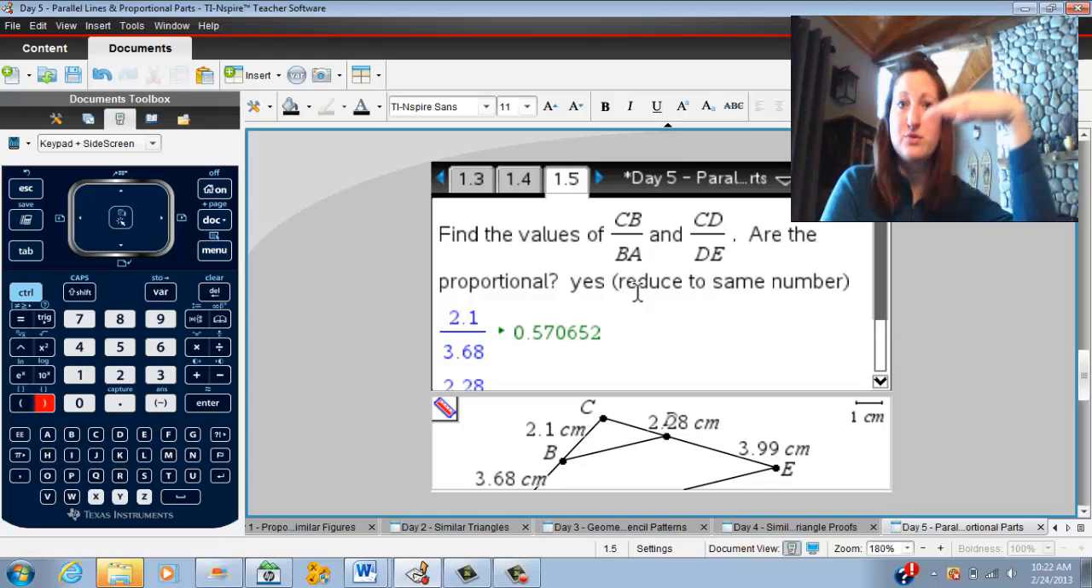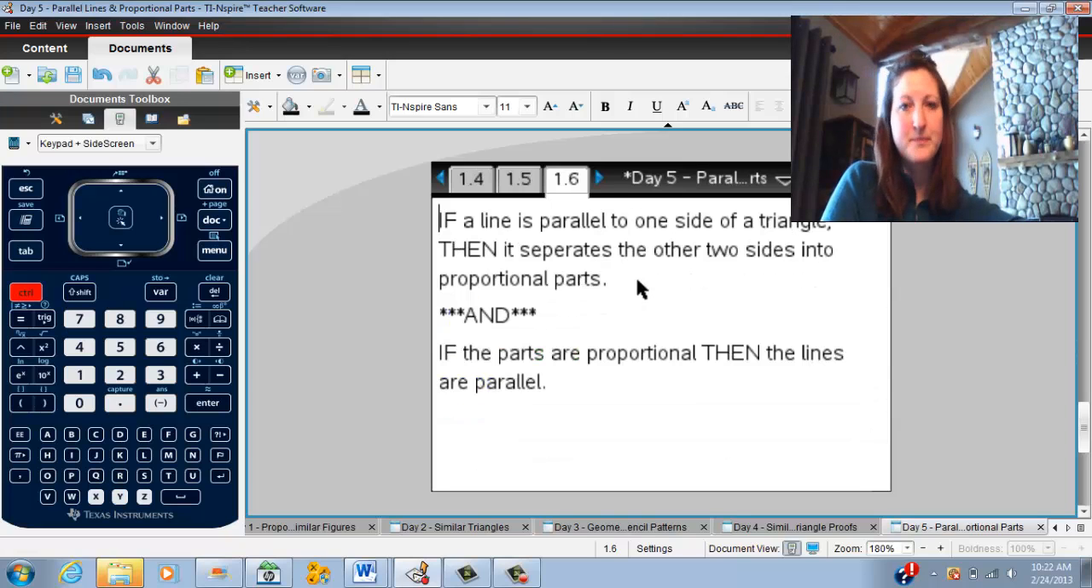Now, you can show that they reduce to the same fraction or show that they reduce down to the same decimal. It's whatever makes sense to you. You just have to show that they become the same number.